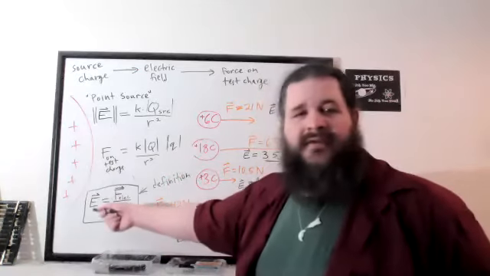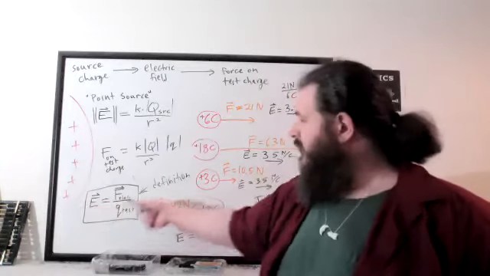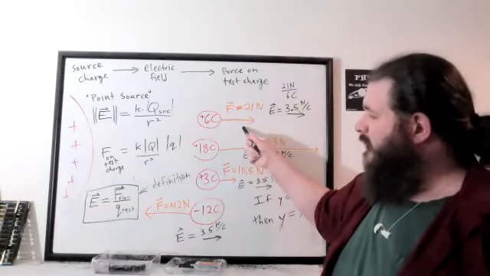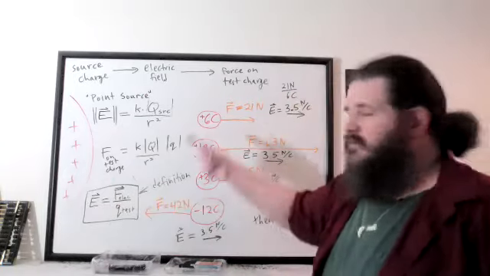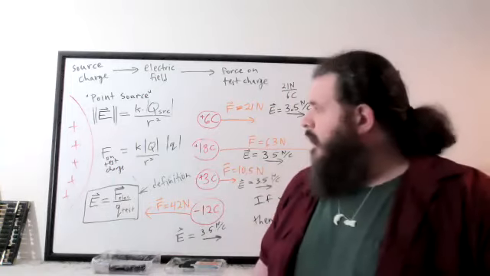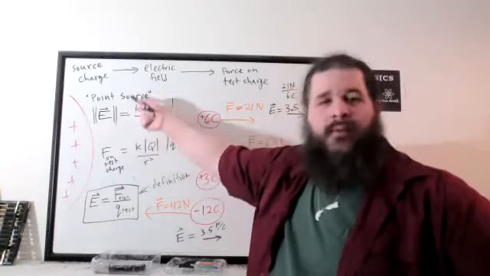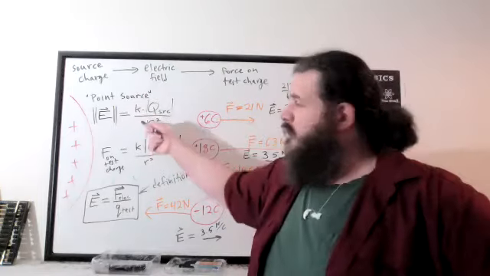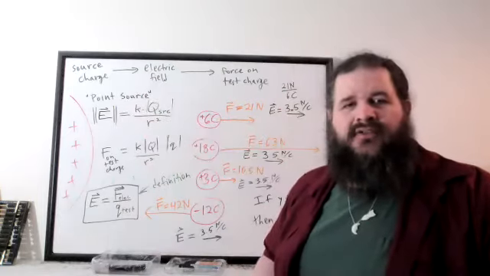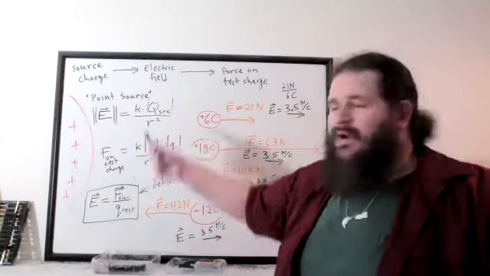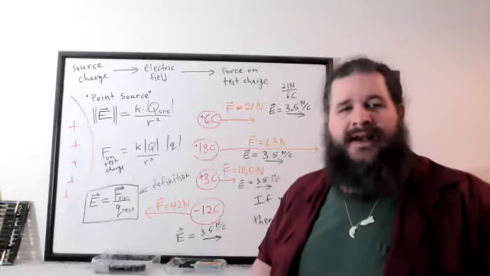So this is what electric field is. Electric field is the ratio of how much force the test particle experiences divided by the charge of the test particle. This formula here is for the electric field caused by a point source. So this is specific to one type of source charge, if the source charge is just at a single location. This doesn't work if the source charge is more spread out.